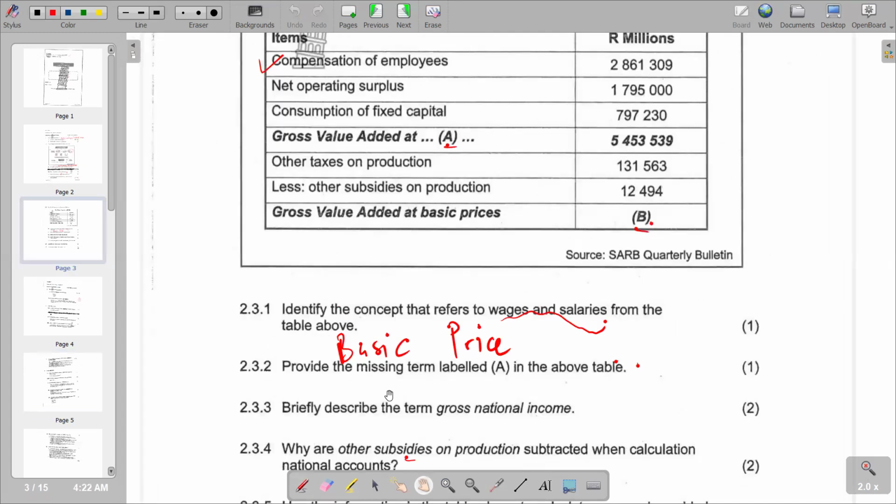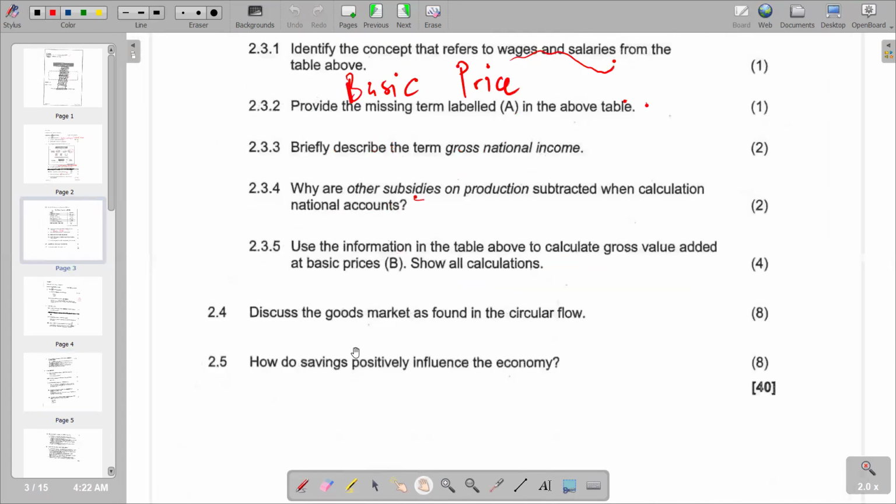So we go to the next question, which is 2.4: discuss how the goods market is found in the circular flow. The goods market as part of the circular flow represents the real flow, and services are also under the goods market. That's what we have in terms of the goods market in the circular flow. But our question has 8 marks, so we are supposed to raise at least 4 points to discuss the goods market.